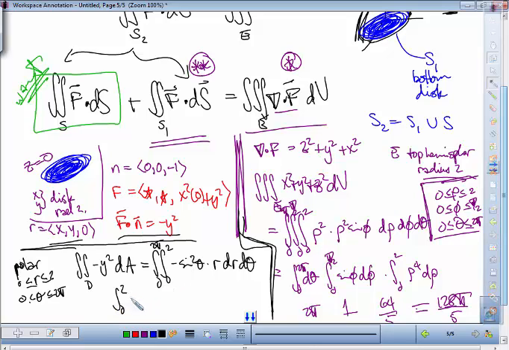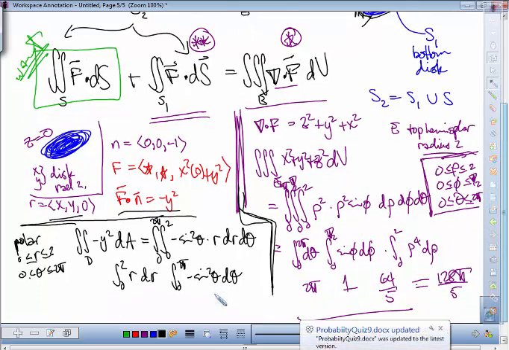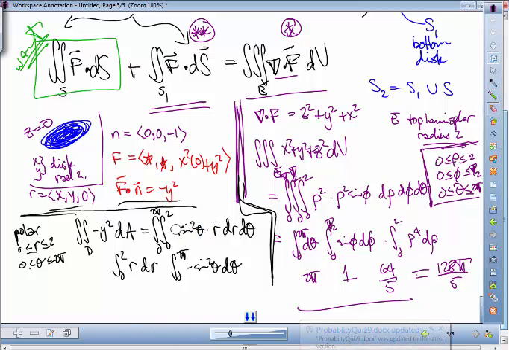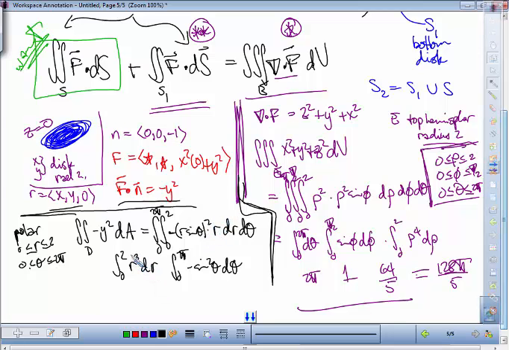So integral from 0 to 2 of r dr, and integral from 0 to 2 pi of minus sine squared theta d theta. Say it again? Oh yeah, r. Thanks. All right, guys, I'm trying to rush. I'm sorry. Negative r sine squared theta. So that gives 2 more r's here.